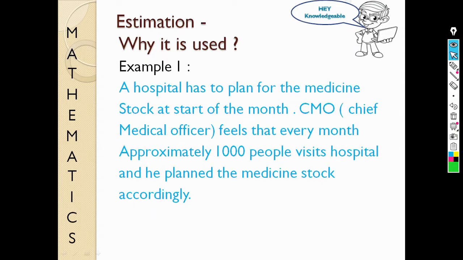In the same way, another example could be where a hospital has to plan for medicine stock at the start of the month. The CMO, which is the Chief Medical Officer, feels that every month approximately 1,000 people visit the hospital, and he plans the medicine stock accordingly, right? So this is another case of estimation.